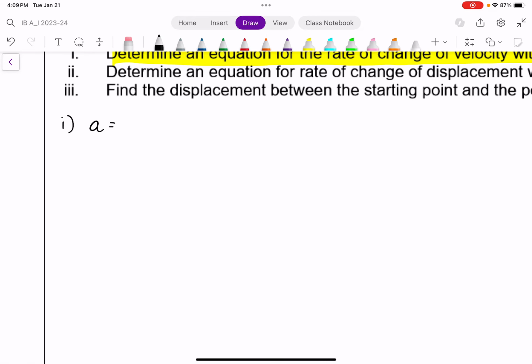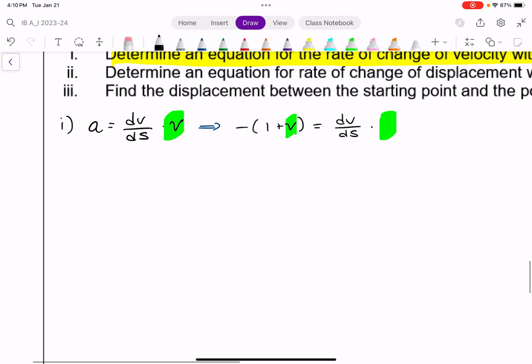So acceleration equals the derivative of velocity with respect to position times the velocity. Well, we know the acceleration. The acceleration is negative 1 plus v. We're trying to figure out dv/ds, and we know the velocity. It's just v. It's the same variable we see right there.